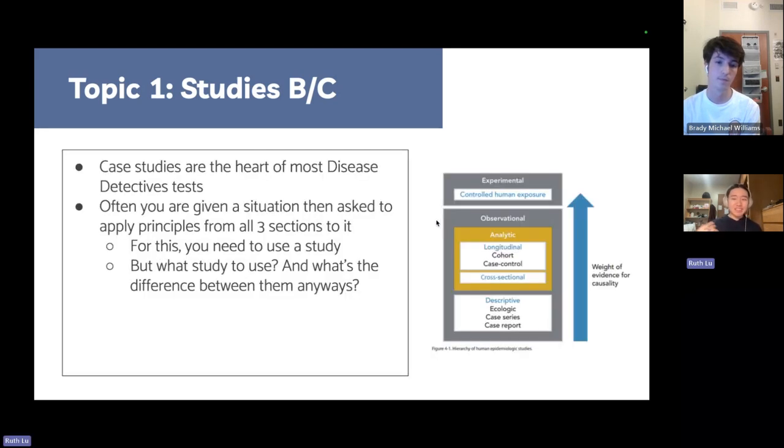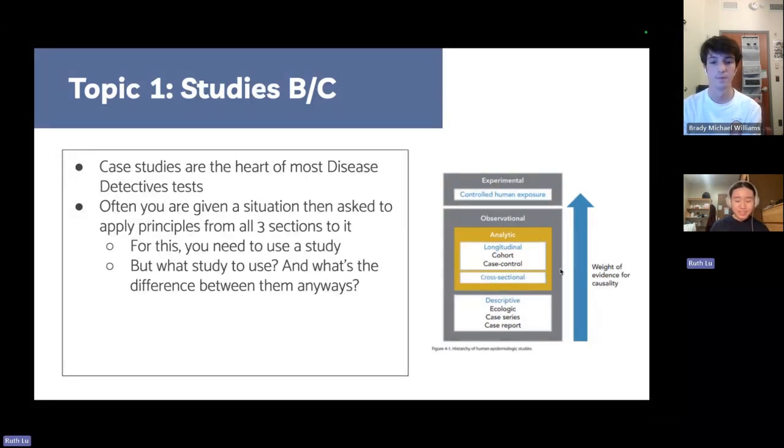So to do an outbreak study, you need to do a case study. And this is the core of a lot of Disease Detectives tests. You are given a situation and then you have to apply principles from all three of the sections in the rules to it. For this, you need to use one of these types of studies. But then the question is, which study do you use? And how do you differentiate between all these different studies anyway?